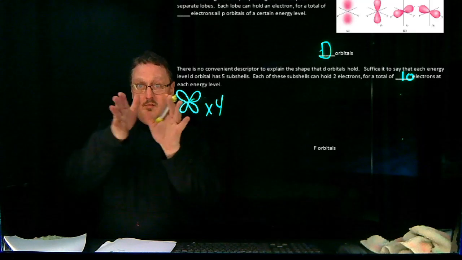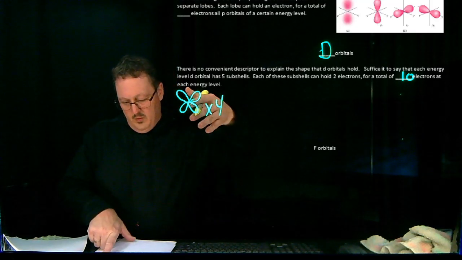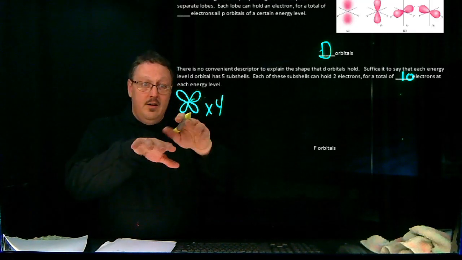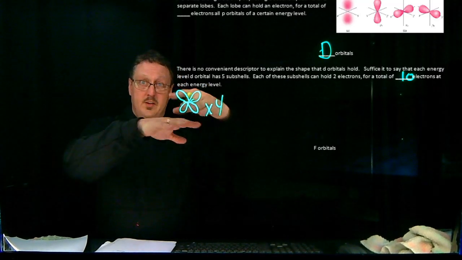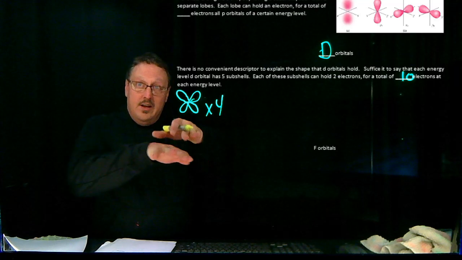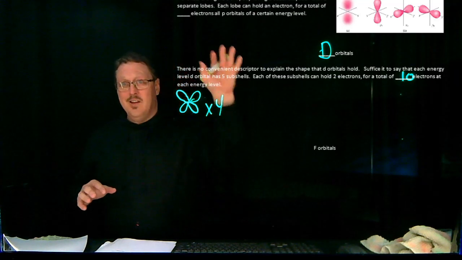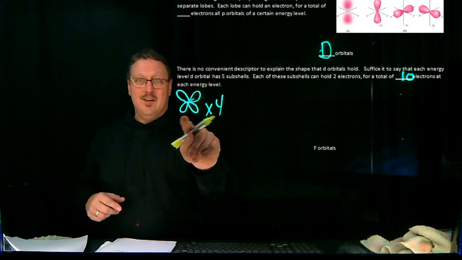So we've got 3 there, and then there would be one laid flat where these would be along the x and the y, and then there would be one where this would be laid flat and rotated in between the x and the y axes. I'm never going to ask you to make that, but they look like a funky clover leaf.